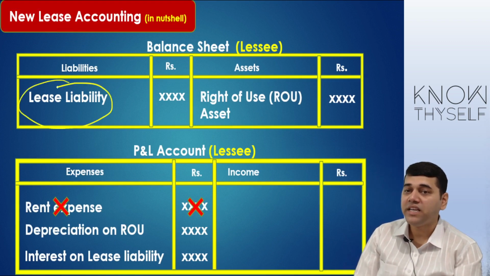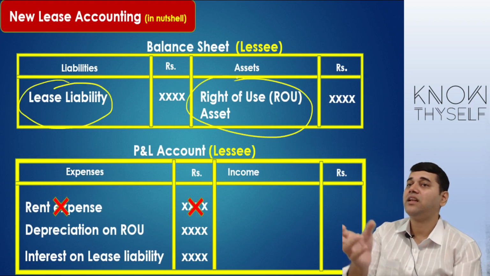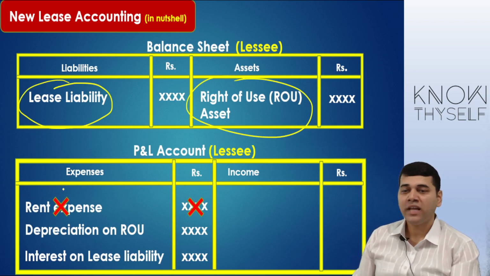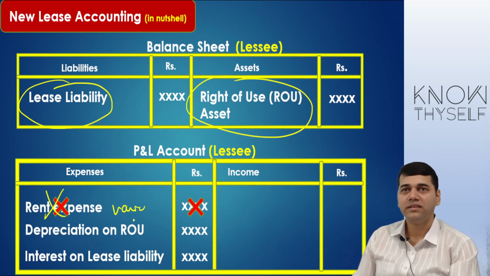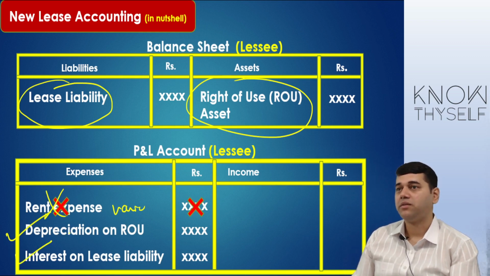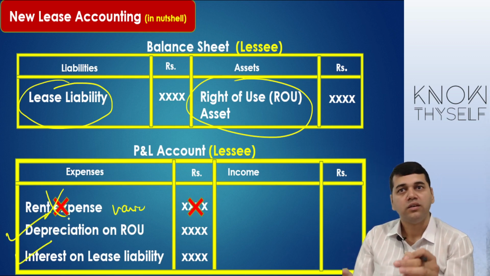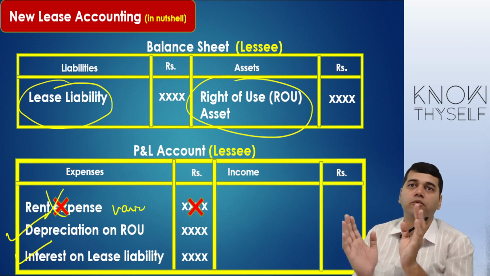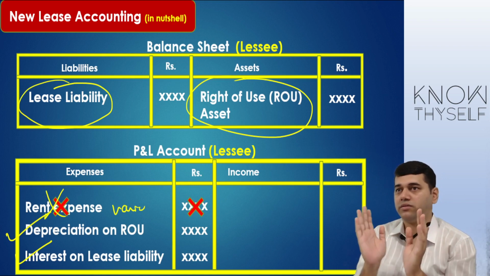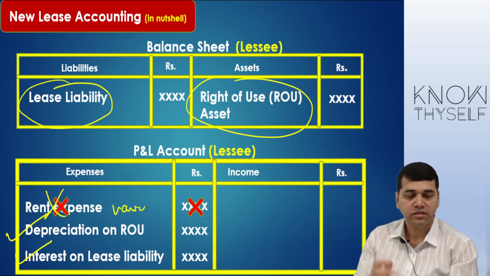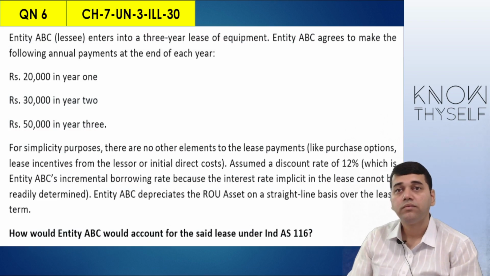So that is why under the new accounting, you have something called a lease liability in the balance sheet and the ROU asset on the asset side. You don't have anything called a lease rent expense. Yes, rent expense you have for variable lease only. Instead, it is replaced by depreciation and interest on lease liability over a period of 5 years, which will match with your lease amount. So this is the way you are going to account your lease. Clear? Perfect?